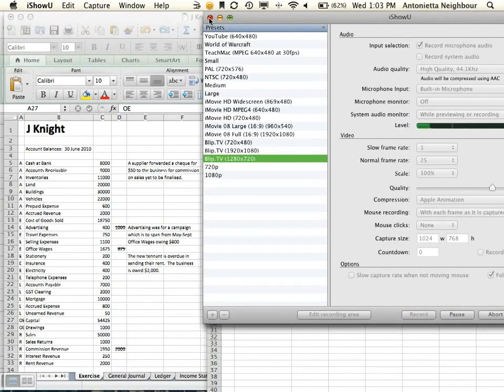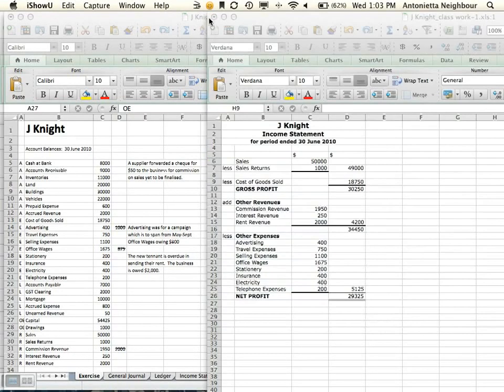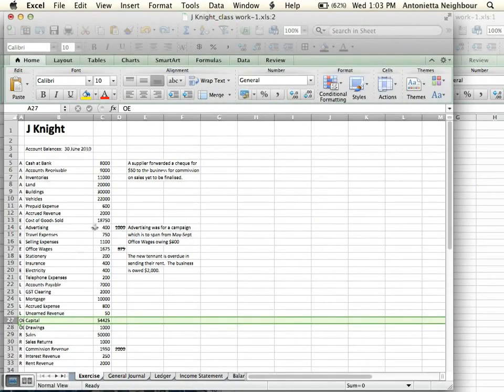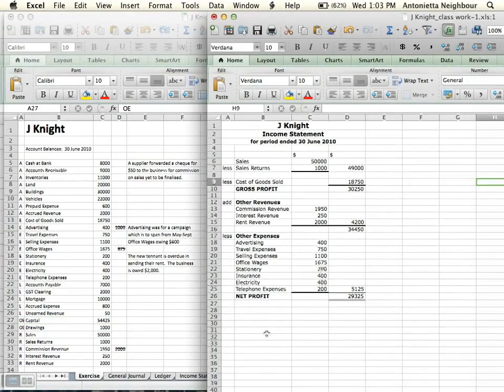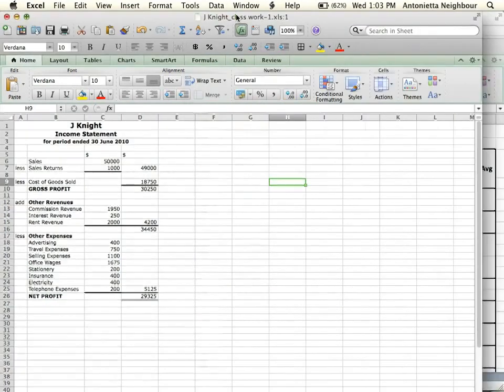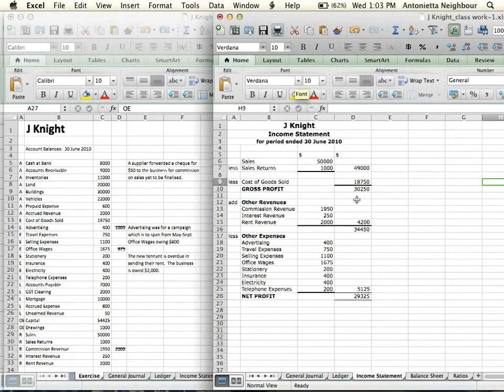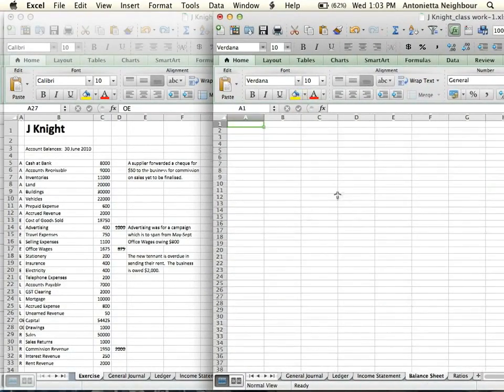Okay, so we've done up to the income statement, and what we're going to do now is move on to the balance sheet. So this is the second last stage of the question. So I've got my exercise spreadsheet on this side, and on the other side I want to click on my balance sheet spreadsheet.